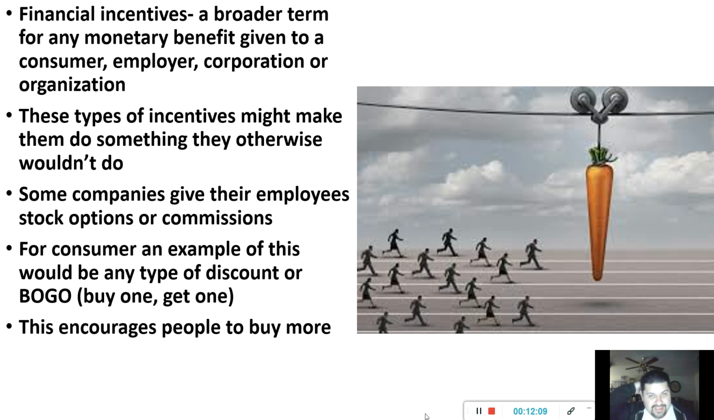Now, remember I told you guys about the carrot? This is a great picture of it. Okay. Financial incentives is basically anything with monetary benefit given to the consumer, the employers, corporation, organization, whomever. Okay. Now, some companies give their employees stock options. Instead of giving you money, they give you stock options. You own part of the company.